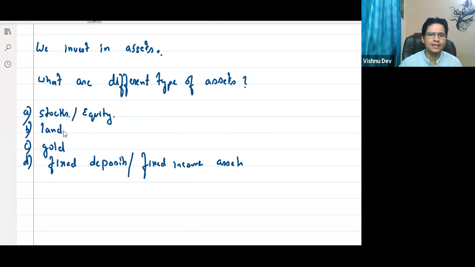Properties are basically land, or real estate. So this is a property. Right? Sir, gold is like real estate? Yes, right. Land, building, anything which can generate value.